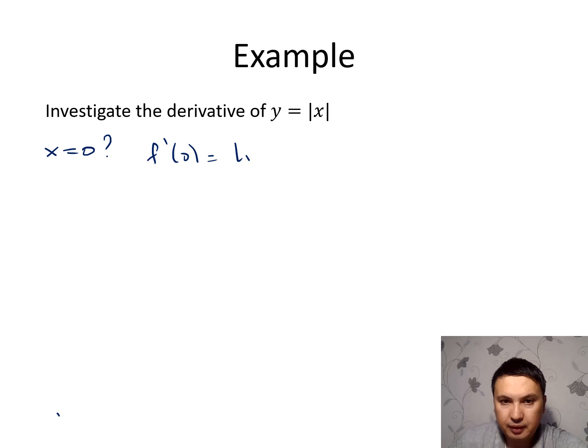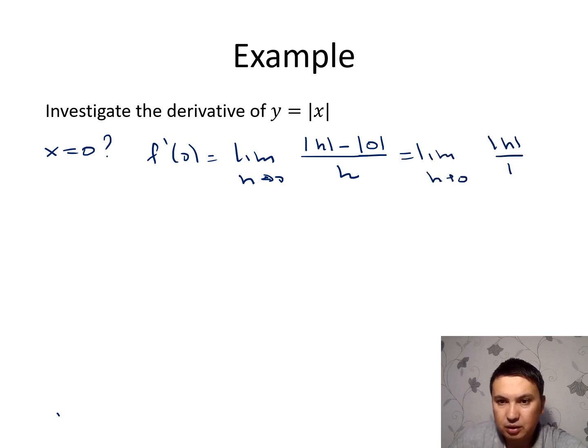Let's see. Limit h goes to 0. I write the same thing. So I had x plus h, now I have 0 plus h. So it's like absolute value of h minus 0, divided by h. So this is nothing but limit h goes to 0, absolute value of h over h. All right, what happens?